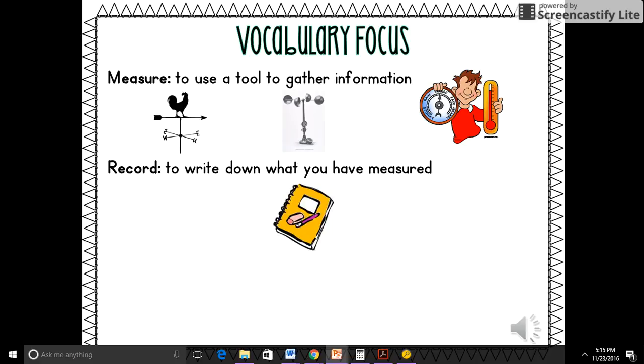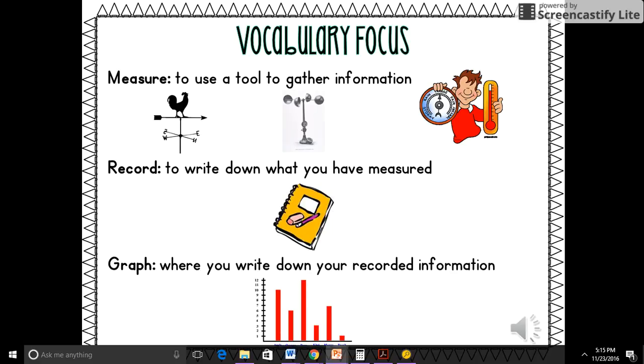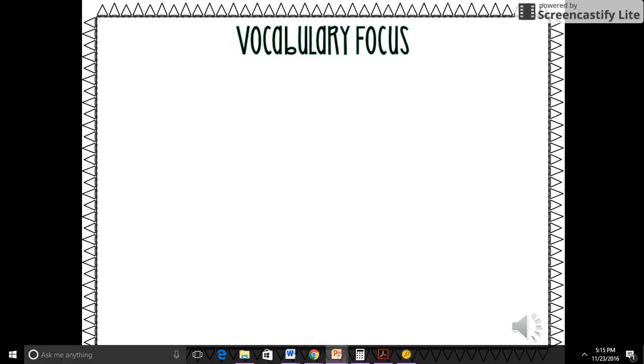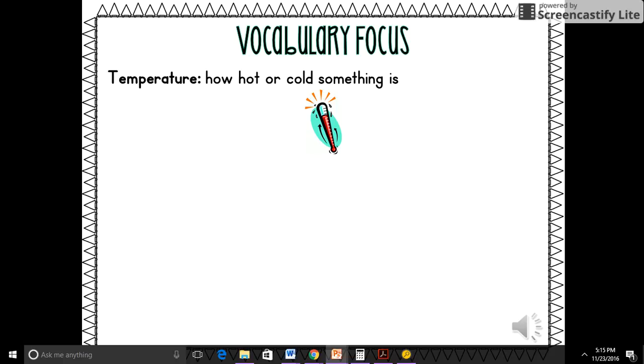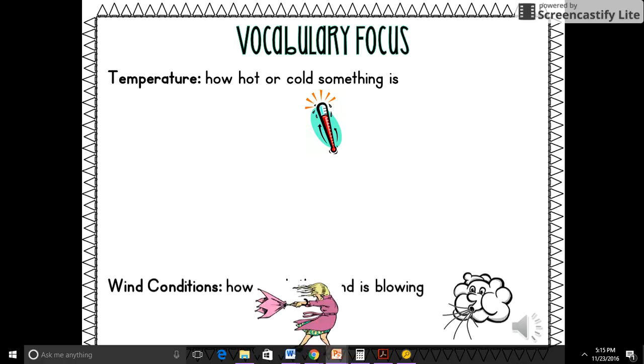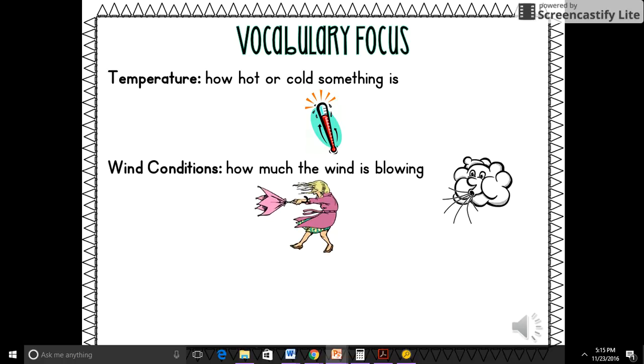The last one is graph. This is where you will write down your information. This is on your DIY, and you all should have that. The next vocabulary word is temperature. Temperature is measured with a thermometer, and it tells how hot or cold something is. After that is wind conditions, which is when you tell how much the wind is blowing. You can use an anemometer to help you measure this.